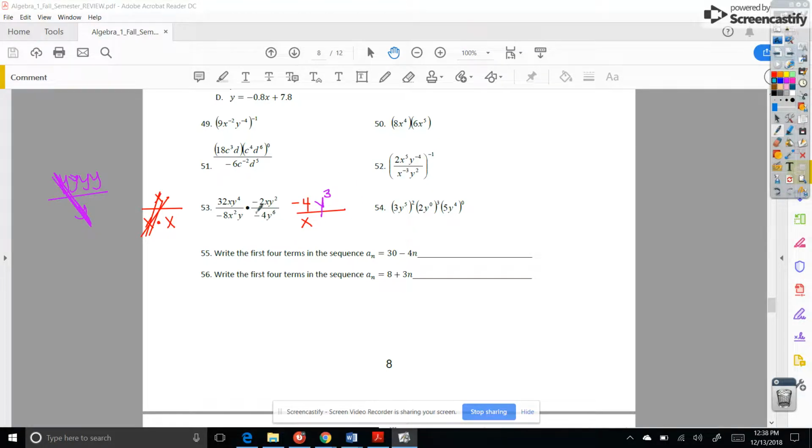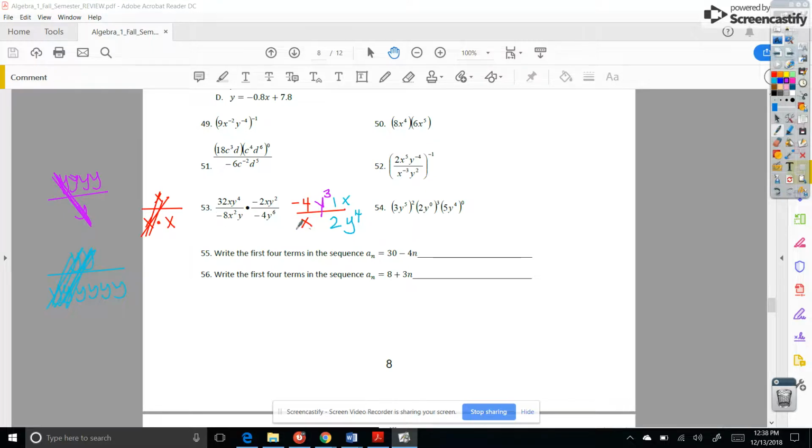Next part of the problem, -2 divided by -4 is 1/2. So 1/2, positive. And then I have an x in the numerator. And then I have y squared in the numerator. And I have y to the 6th in the denominator. Canceling out 2 pairs leaves me 4 y's in the denominator.